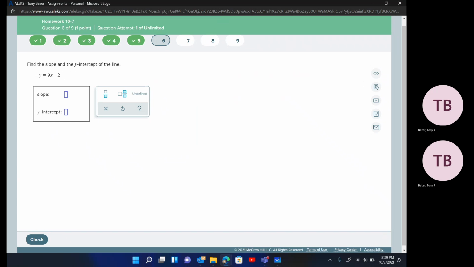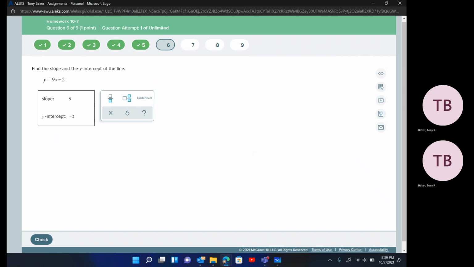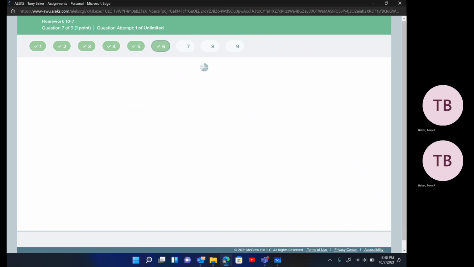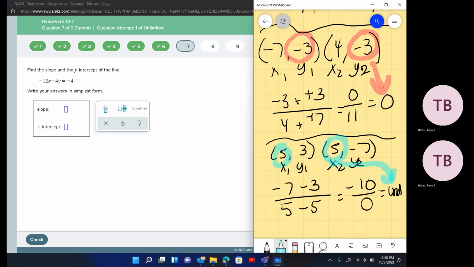What's my slope? 9. Remember, it's y equals mx plus b. So 9 is my slope. What's my y-intercept? -2. All right, so now this is the one that we're going to have to solve for y because they want the slope and the y-intercept. They don't want an x and x-intercepts in there. So we've got to solve this one, which is fine.